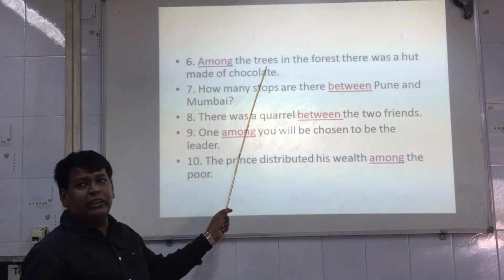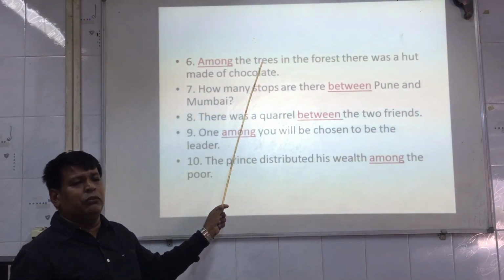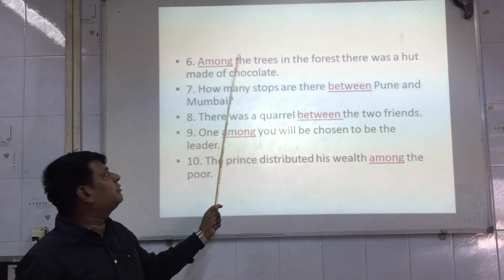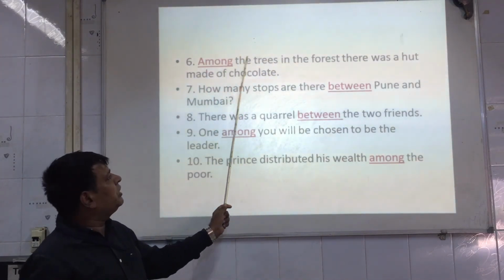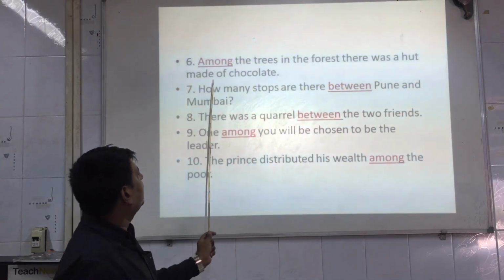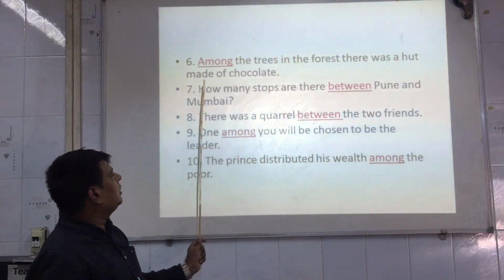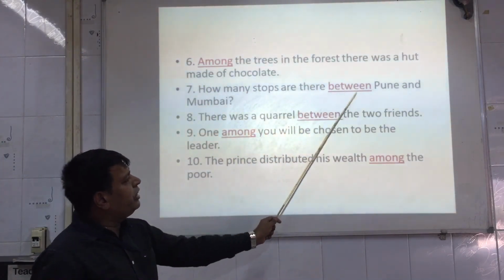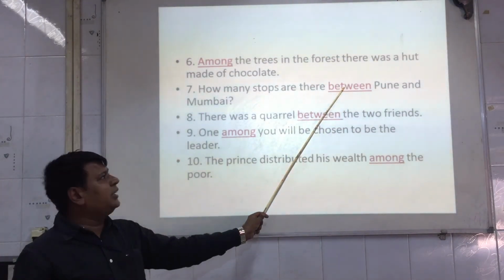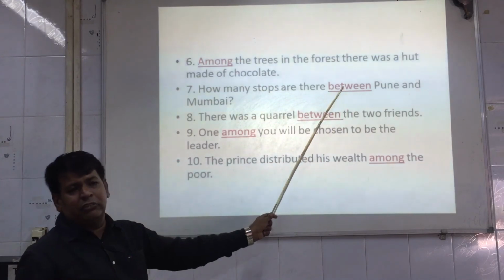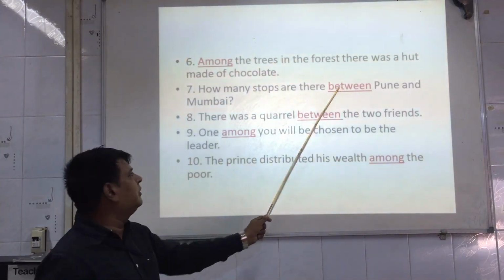See the sixth one, among the trees. We are talking about the trees over here. So when we talk about more than two people or things, we use the preposition among. So among the trees in the forest there was a hut made of chocolate. How many stops are there between Pune and Mumbai? Here we are talking about two places, Pune and Mumbai. That's why we used the preposition between here.